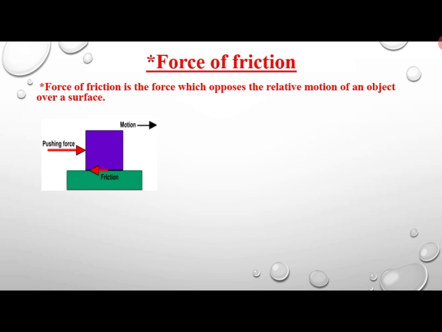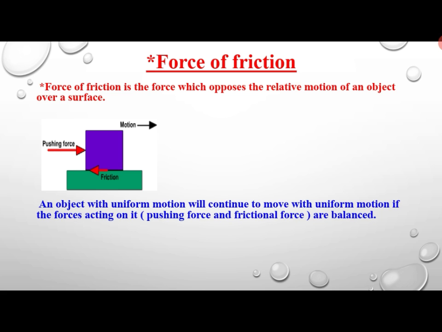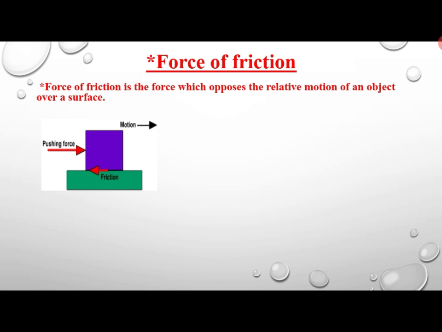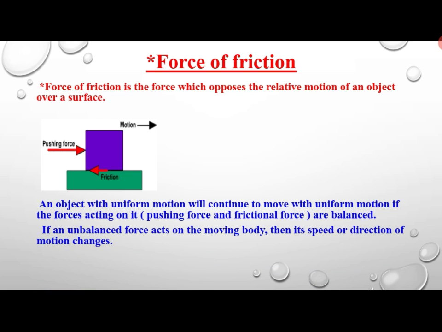Okay, so an object with uniform motion will continue to move with uniform motion if the forces acting on it, whether the pushing force or the frictional force, are balanced. So the object will be either at rest or in uniform motion. But if an unbalanced force acts on the moving body, then it will change its speed or direction or the state of rest.